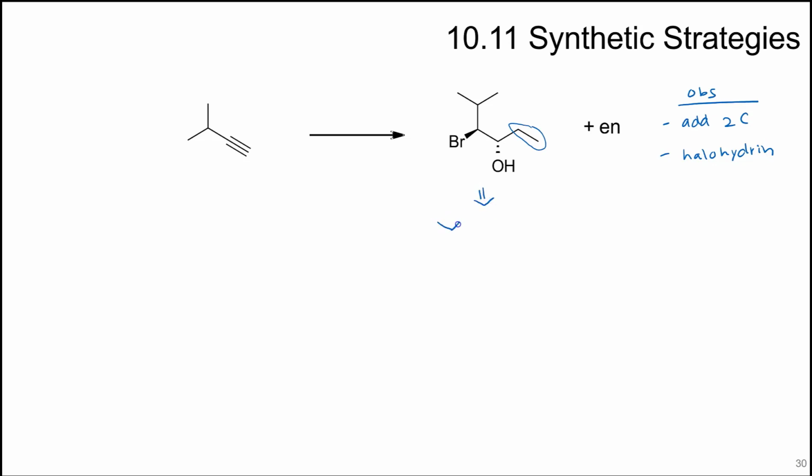So if I'm working backwards here, I can make a halohydrin from an alkene. I can make an alkene from an alkyne. And I can extend the carbons once I have the alkyne. So that goes back to this step. So if I start here, we start with NaNH2, and I'm adding 2 carbons. I can use ethyl iodide.